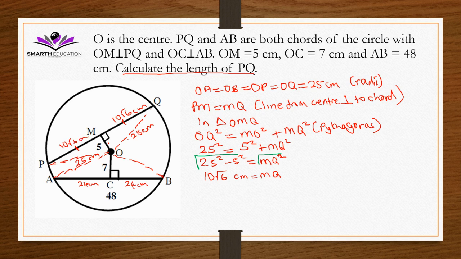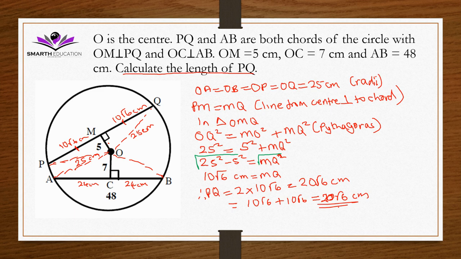So the question said find PQ. So you can multiply this by 2. Therefore PQ is equal to 2 times 10 root 6, which is 20 root 6 centimeters. Remember, you treat them like the variables. Like variables, when you're saying 2 times 10x, you get 20x. Or even adding them, you can treat them like terms. You say 10 root 6 plus 10 root 6, you get 20 root 6 centimeters. So PQ is 20 root 6 centimeters.